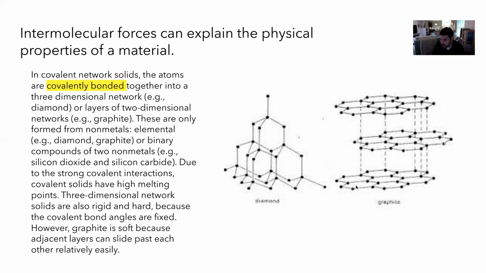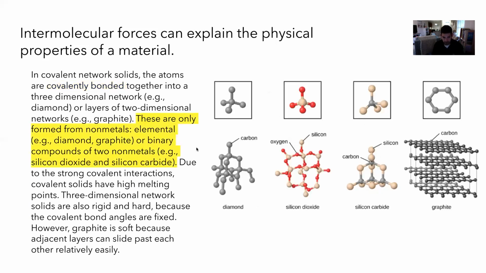Now the graphite, it is in layers, right? These 2D layers, and those are covalent bonds, so we see them as solid lines. In between the layers, vertically, we see the dashed lines. Those are the attractions. All right, now diamond is incredibly strong, graphite not as strong. Now these are only formed from non-metals, right? So when we think about a covalent network, it's got to be non-metals. It can be an element, like carbon, or it can be a binary compound. It'll only be a binary compound, though. You will not see larger molecules. So right here we have silicon dioxide, we have silicon carbide.